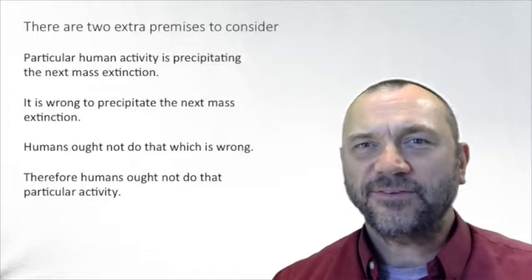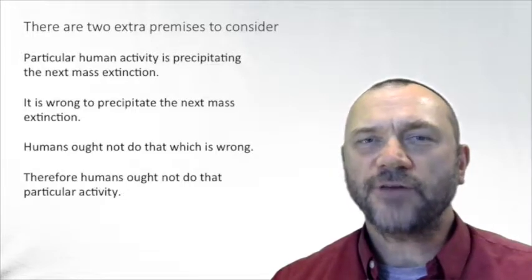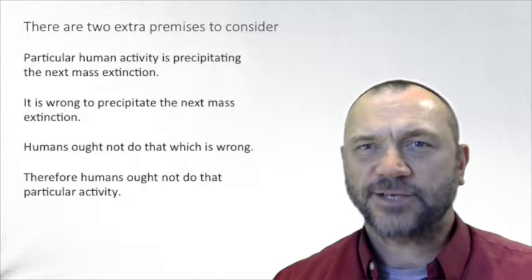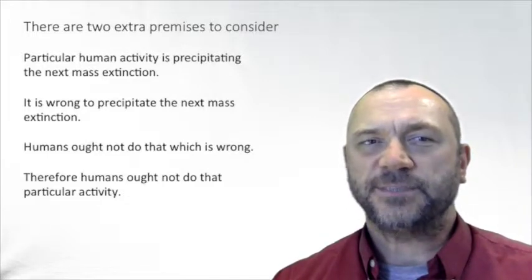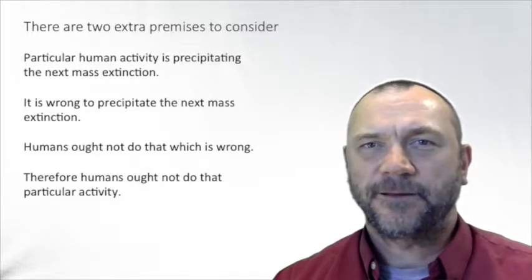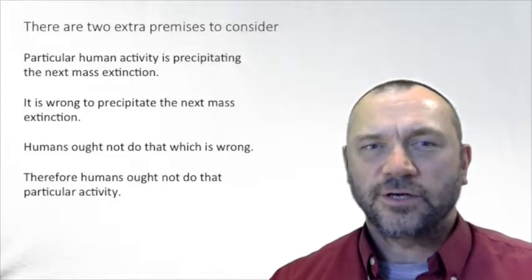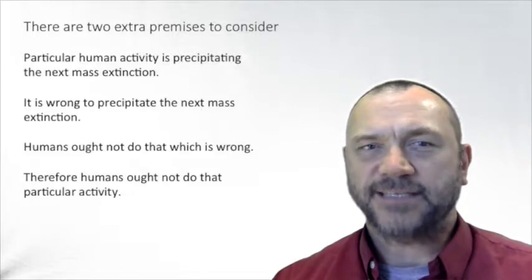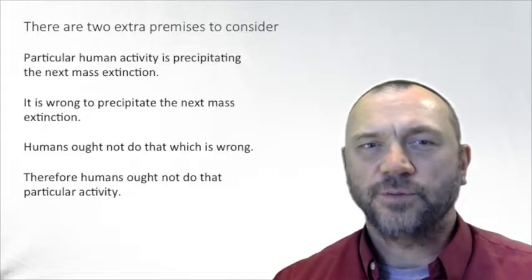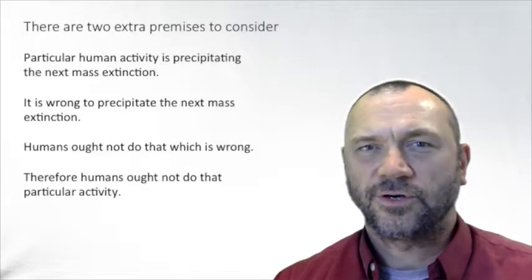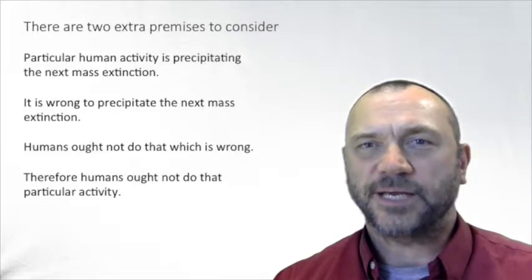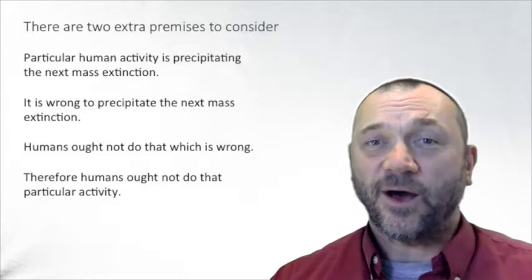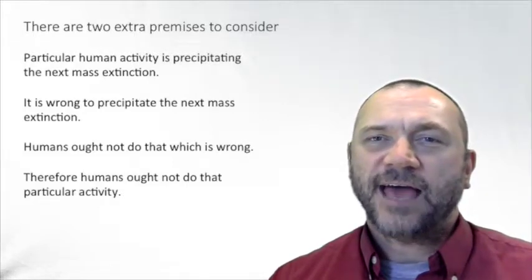Well, as it happens, we can provide two further premises to consider. Let's go through the argument in total again. Particular human activity is precipitating the next mass extinction. It is wrong to precipitate the next mass extinction. Humans ought not do that which is wrong. Therefore, humans ought not do that particular activity. So now we have a valid argument.